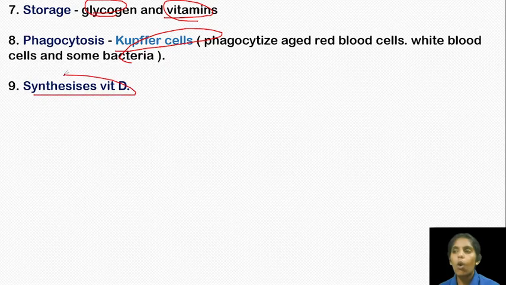And then the liver is also involved in the synthesis of vitamin D. So along with the skin and the kidney, the liver is also involved in the synthesis of vitamin D.